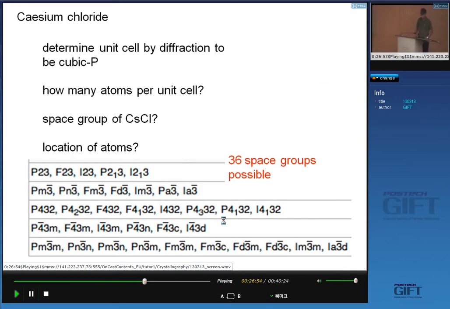Okay, now let's have a look at the problem from a different point of view. Let's say you have cesium chloride, right? It's a compound, CsCl. And you've determined by X-ray diffraction that it has a primitive cubic unit cell, cubic P. We need to know how many atoms there are in the unit cell. Can you tell me how many atoms there will be in the unit cell?